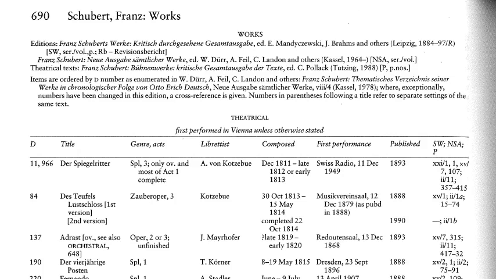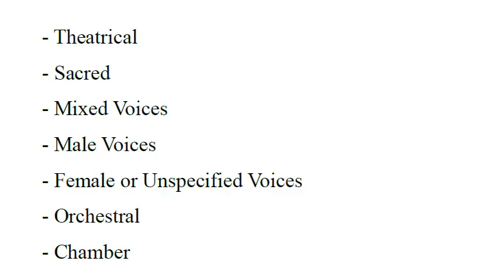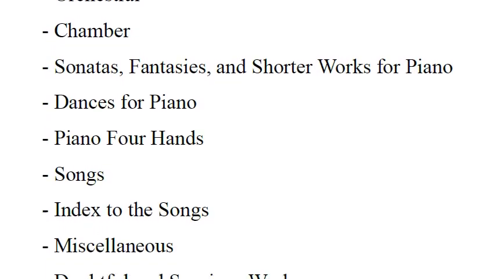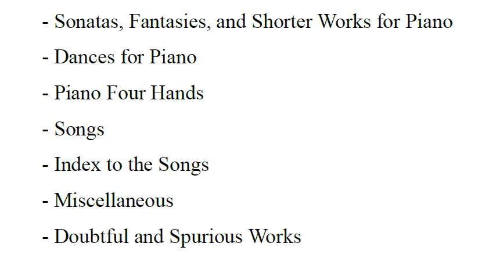The Franz Schubert works list shows up a few wrinkles we haven't seen yet, so let's take a look at that one next. The Schubert works list is divided into 14 categories, beginning with theatrical works and ending with doubtful and spurious works. What does spurious mean? In this case, it means something not authentically by Schubert, even though it may sometimes be attributed to him.